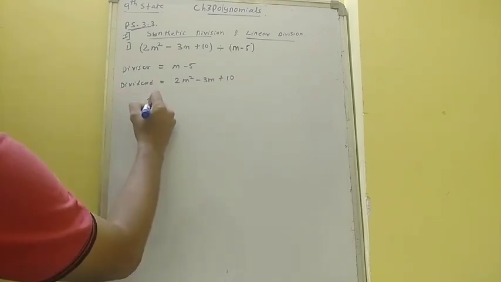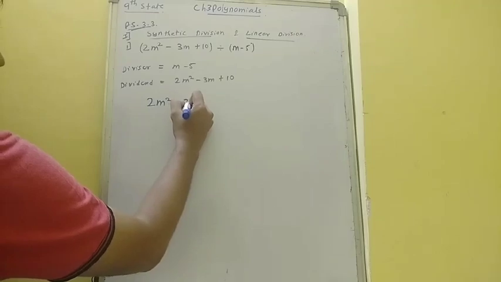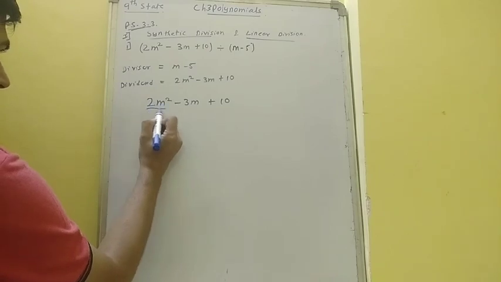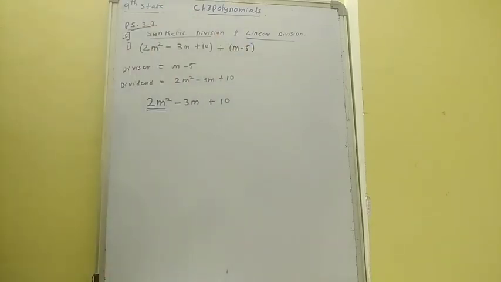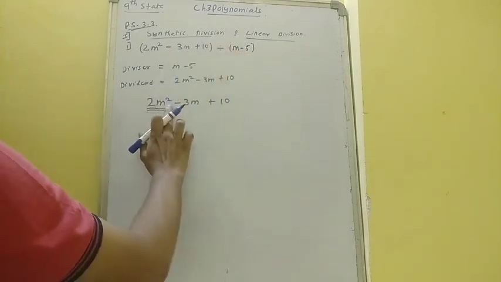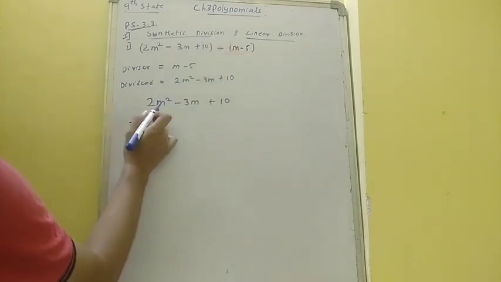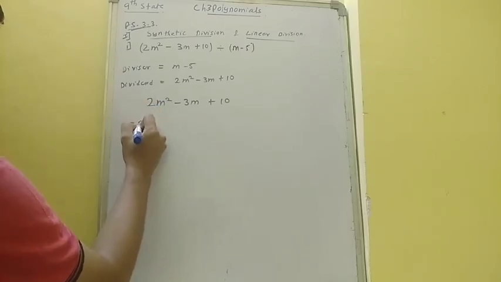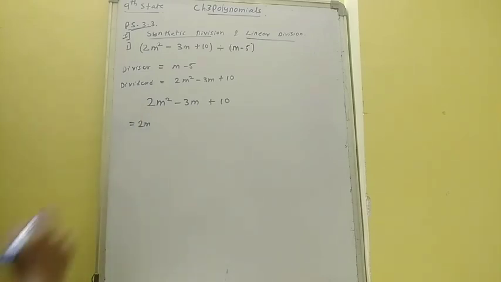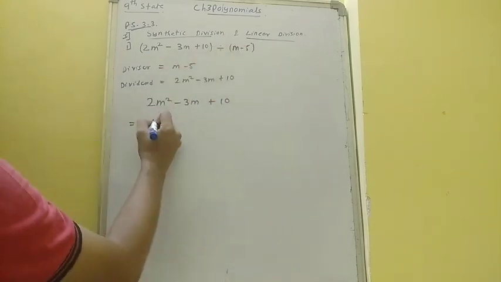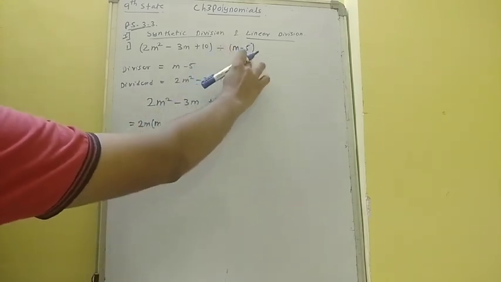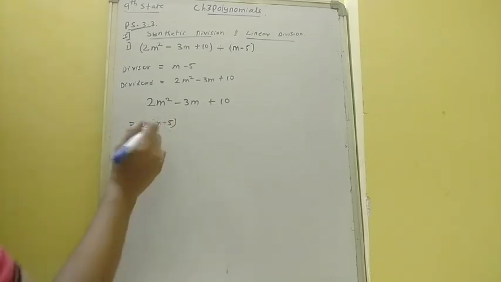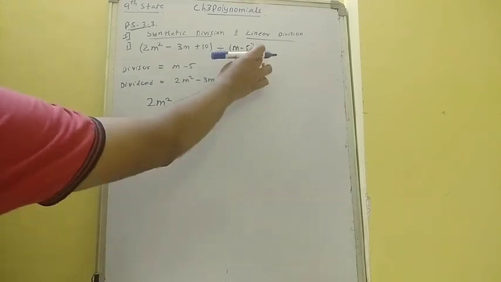First of all I write this 2m square minus 3m plus 10. We need to express this in m minus 5 form. Just see this m. To get m over here, only first element, I will take common 2m. When I take common 2m, I will get m, which is needed, but we want m minus 5, so I will write m minus 5. Though I am getting only m, I am just adding m minus 5 with it, because it is a divisor.